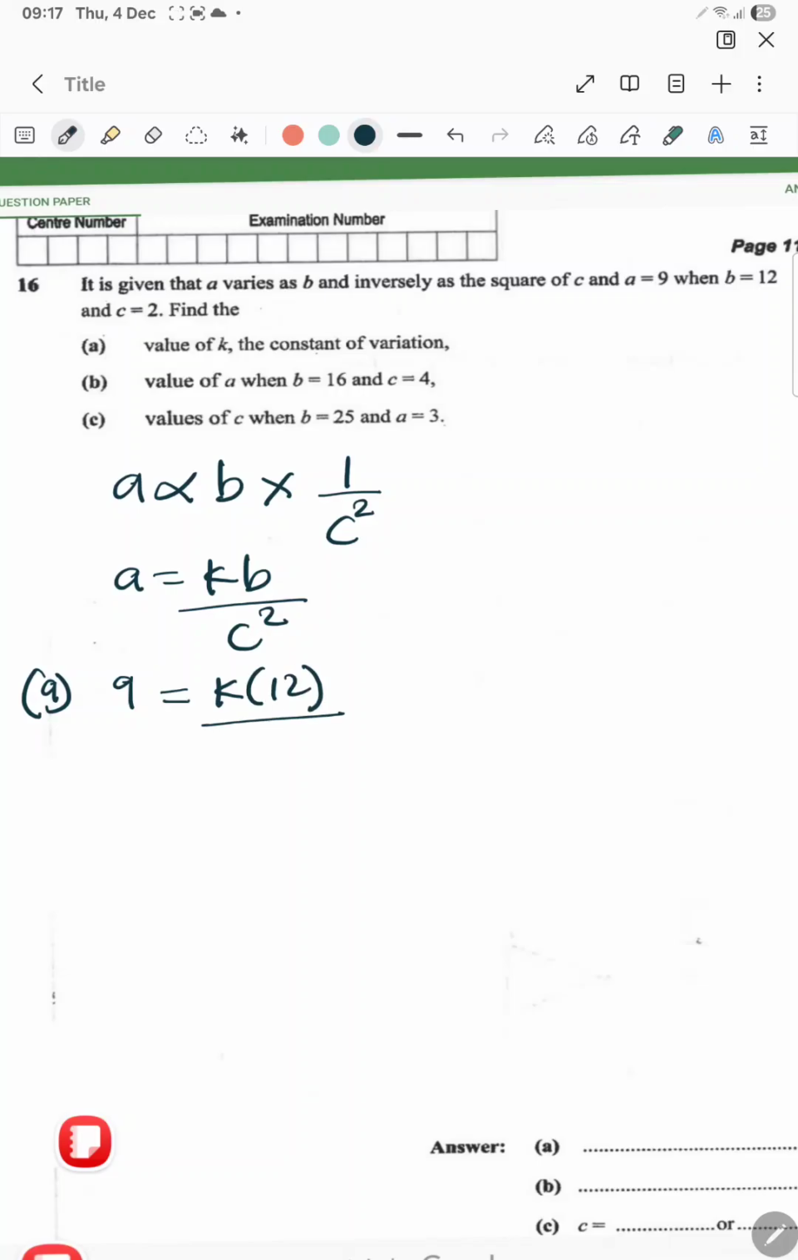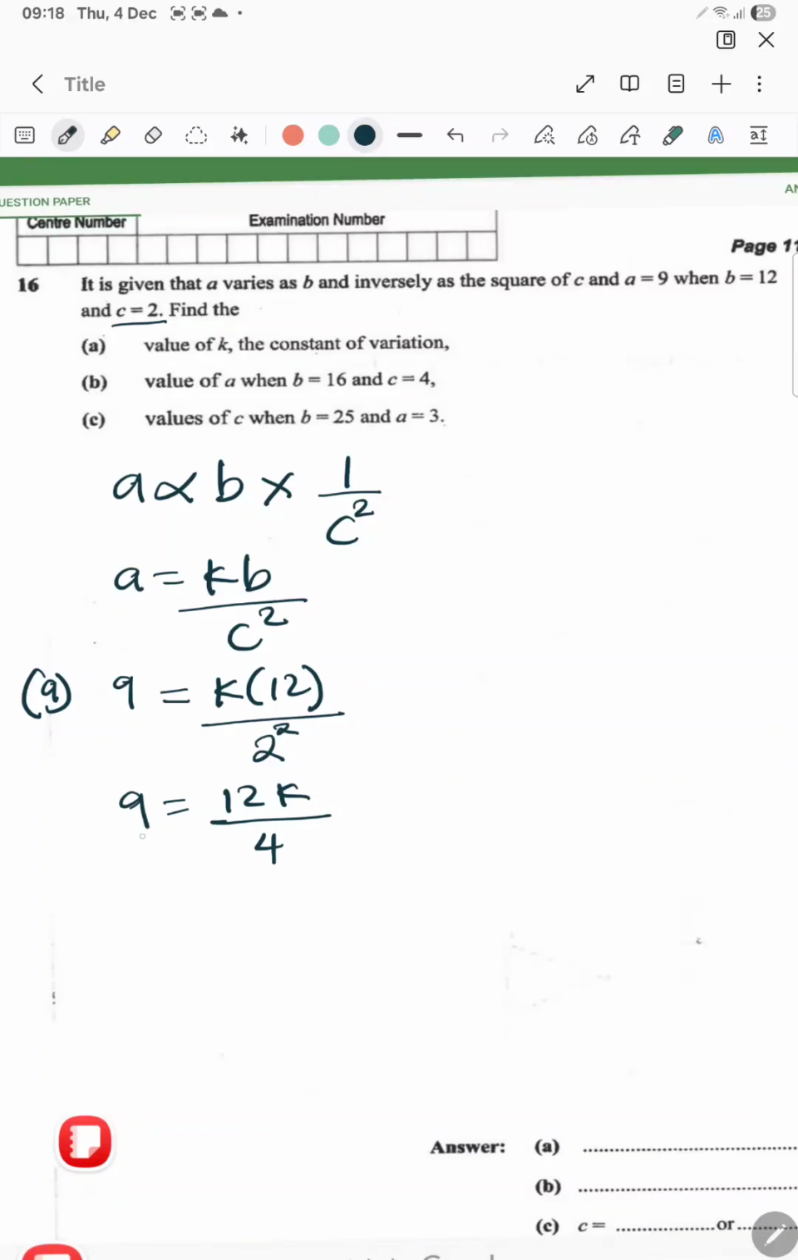C is given in the question as 2. So you put a 2 here, but it is squared from the formula, so you introduce a square there. Okay, so from here we have 9 is equal to, you multiply this K and 12, you get 12K, over 2 squared, which is 4.